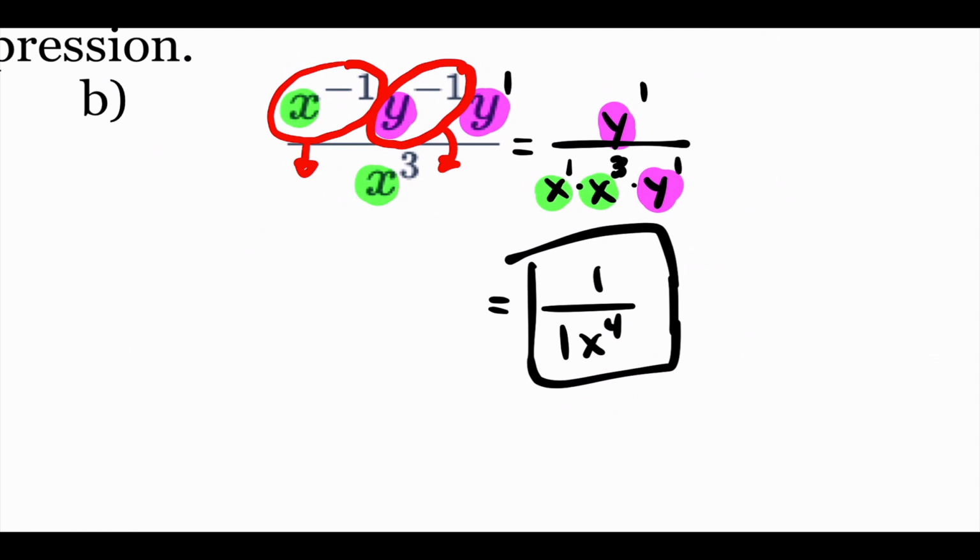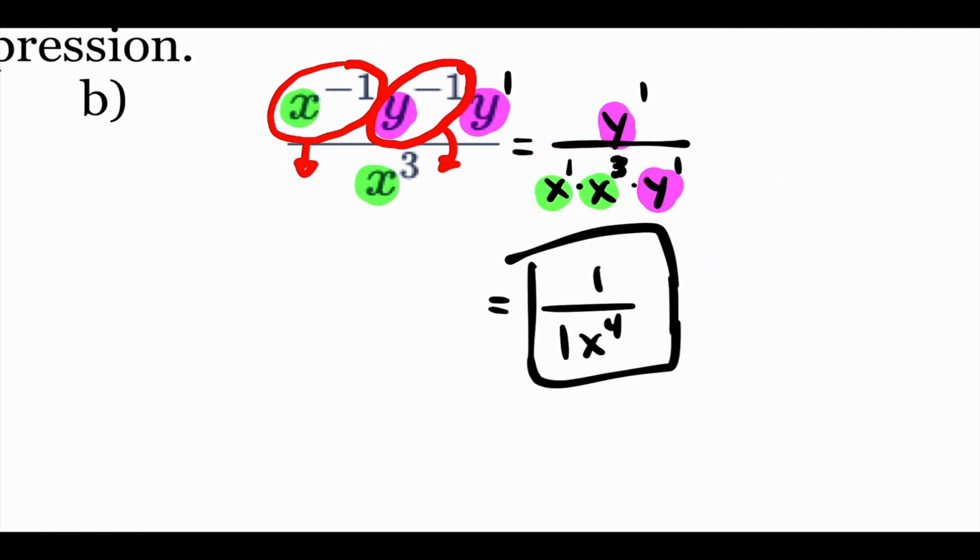Could the answer be 1x to the fourth power, or does it have to be a fraction? Has to be a fraction because the x's were on the bottom, right? So the x's were on the bottom. If they were on top, they could be on top. But because these guys here were on bottom, I have to keep them on bottom.